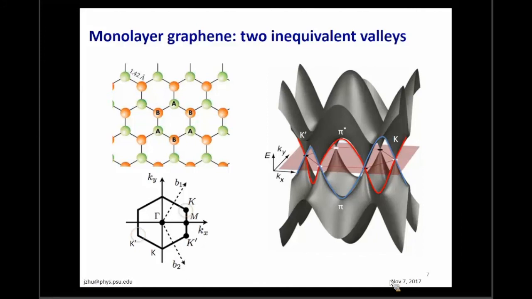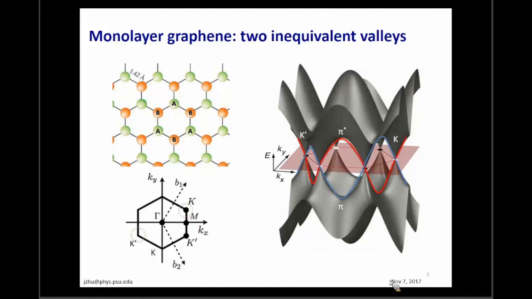I've colored these carbon atoms A and B, but they're all carbon atoms there. There's just the A sublattice and the B sublattice. Plotted here is the band structure of graphene. And you can see that I've colored two kinds of bands here, interlining.